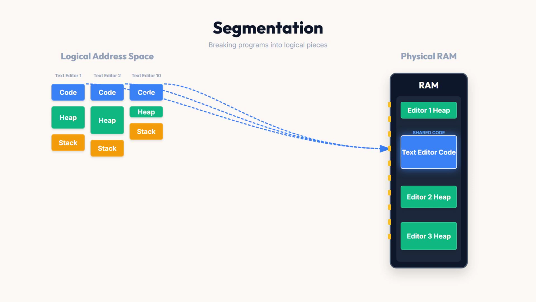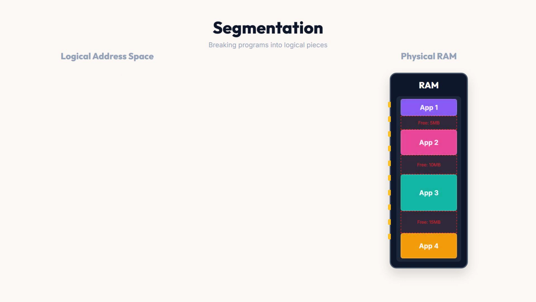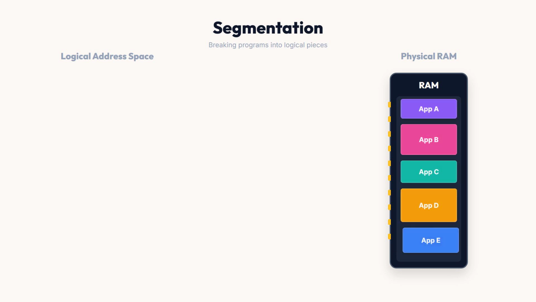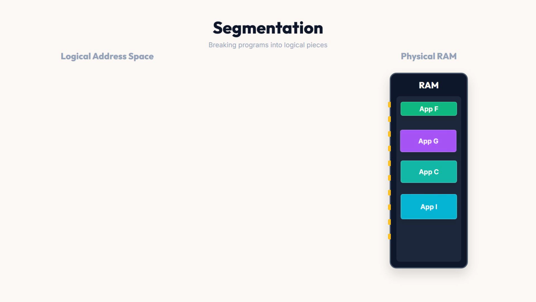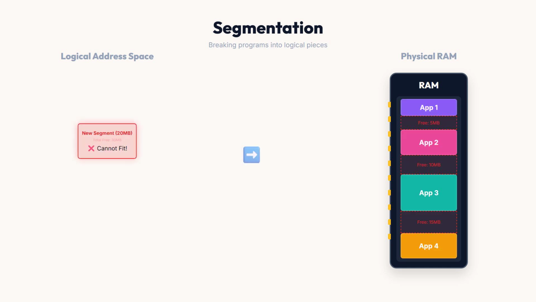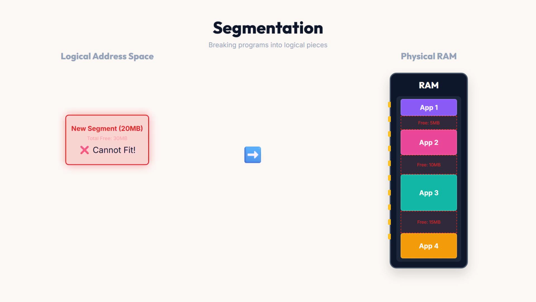Segmentation was a massive leap forward. It gave us isolation, shared memory, and a logical organization. But it didn't kill the ghost we met earlier, the external fragmentation problem. Because segments were still variable in size, some were small, some were massive, we were still playing a game of Tetris with our RAM. As segments were created and destroyed, the physical memory once again became a Swiss cheese of tiny unusable holes.